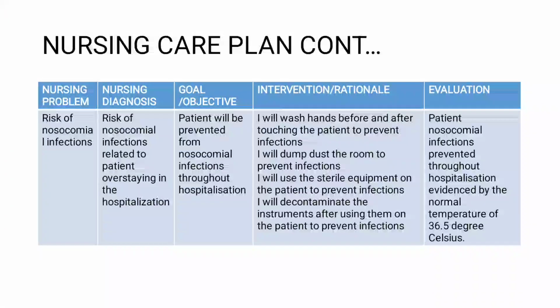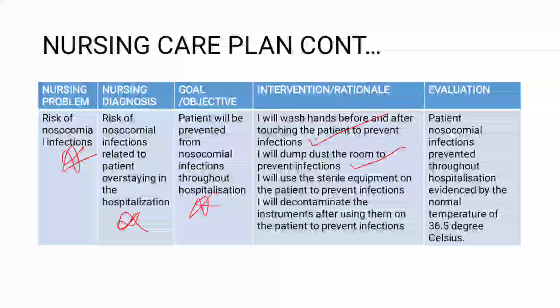The fifth problem that we can talk about is risk of nosocomial infection. And risk of nosocomial infection is related to prolonged hospitalization. And our goal or objective, we can say, a patient will be prevented from nosocomial infections throughout hospitalization. In terms of interventions, you can say wash hands before and after touching or attending to the patient to prevent infection. You can say I'll perform damp dusting within the room to prevent infections.